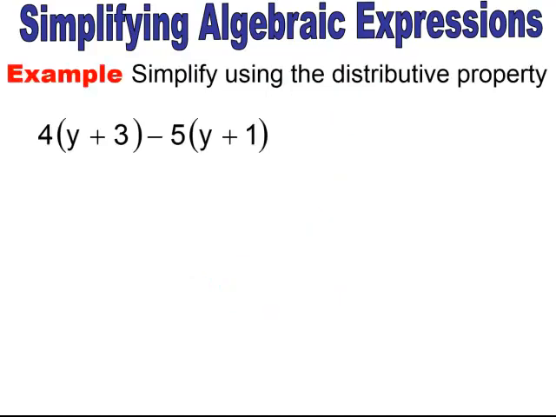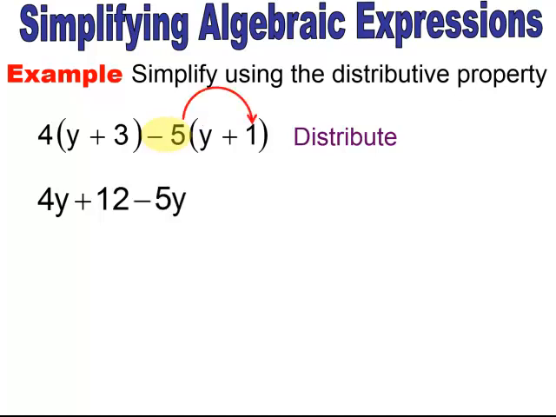And this next example, I have two distributive properties that I need to do first. So you want to make sure you do the distributive property. I get the 4y plus 12. But be careful here because you have to distribute a negative 5. So negative 5 times y is going to be a negative 5y. Negative 5 times positive 1 is going to be a minus 5.